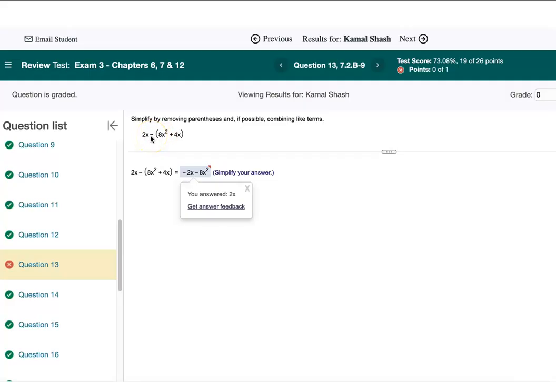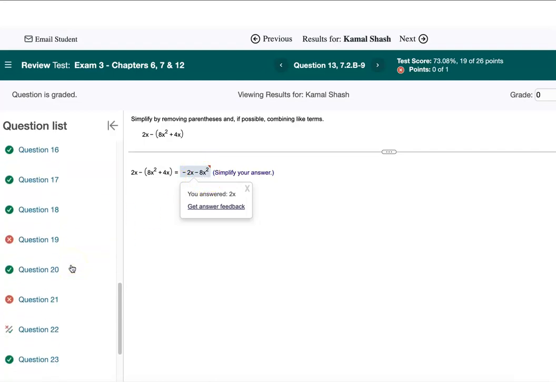And then same thing, this -1 is also going to get multiplied by the positive 4x, which would make it a minus 4x. The 2x and the minus 4x are like terms, and that's where this minus 2x comes from. But then the minus 8x squared is still there. It doesn't have any like terms to be combined with, but you'd still want to write it.